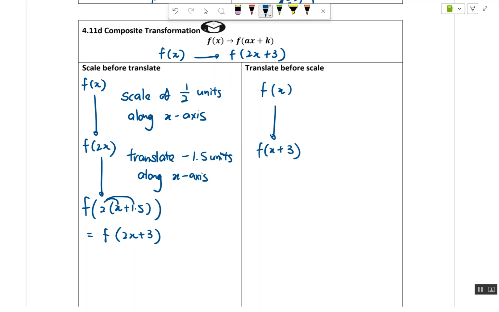Okay, Angelina, what's the transformation? Plus 3 along the axis. Totally wrong. Oh wait, minus. Translate negative 3 units along the x-axis. Then now you do a scale of half unit.